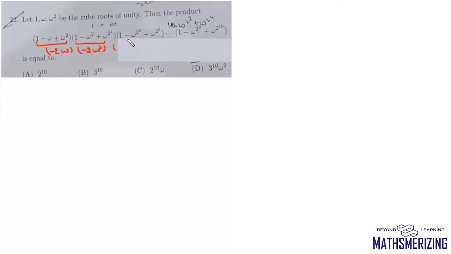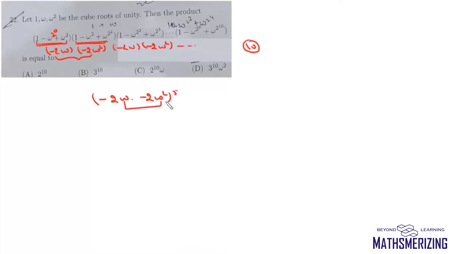Now again the same way, this is 1 minus omega, and this is omega to the power 8, which is omega square. So it will be same as this first expression, and the next one will be same as this second expression. So again we'll get minus 2 omega square, and we'll continue getting these same pairs. Now it starts from 2 to the power 0 to 2 to the power 9. So that means we have 10 expressions. So we have 5 such pairs. So it will be this minus 2 omega into minus 2 omega square to the power 5.